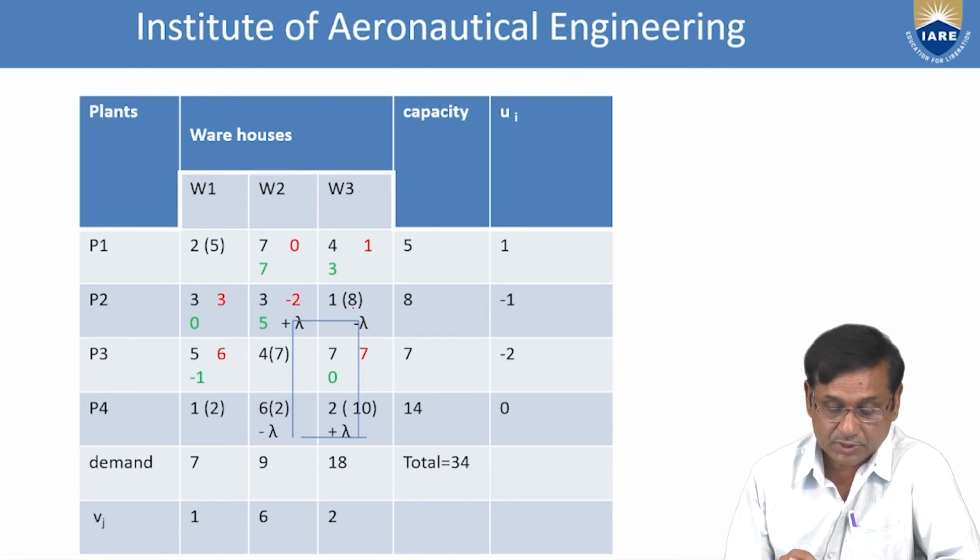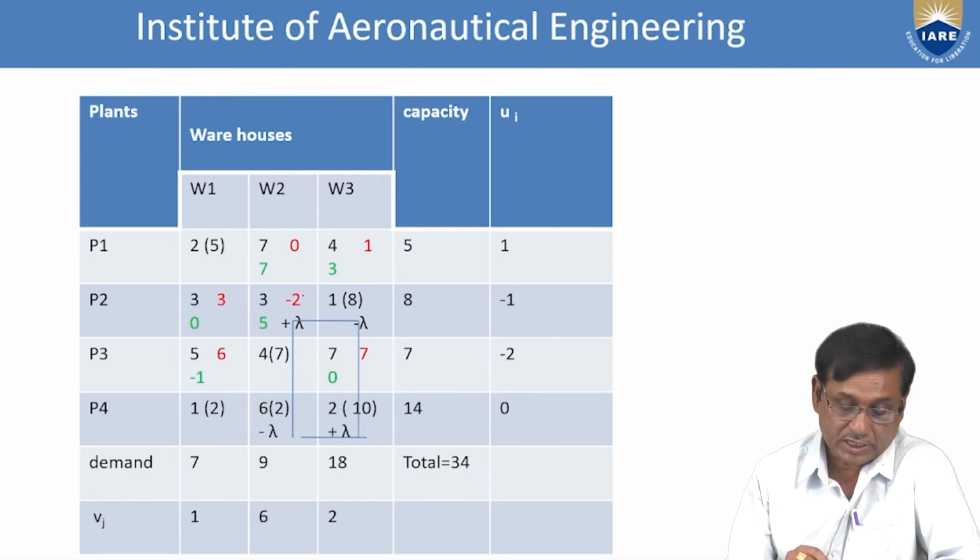Now I formed the loop. So I transferred lambda units. So -2 corresponds to plus lambda. When plus lambda is added, then we have to subtract minus lambda. When minus lambda is here, then we have to add plus lambda, and if here plus lambda is added, minus lambda should be there, because the values should not change either in the rows or in the columns.